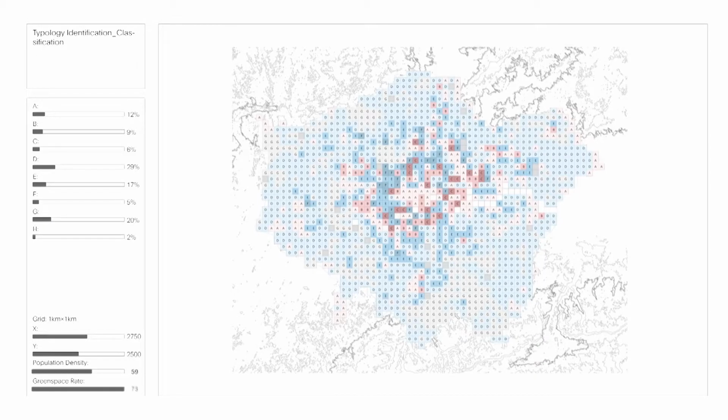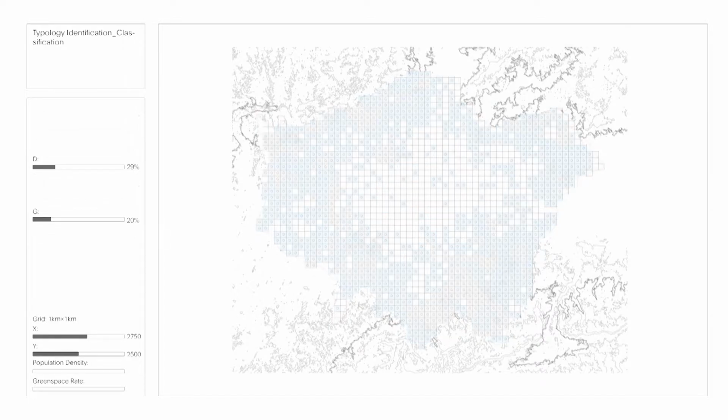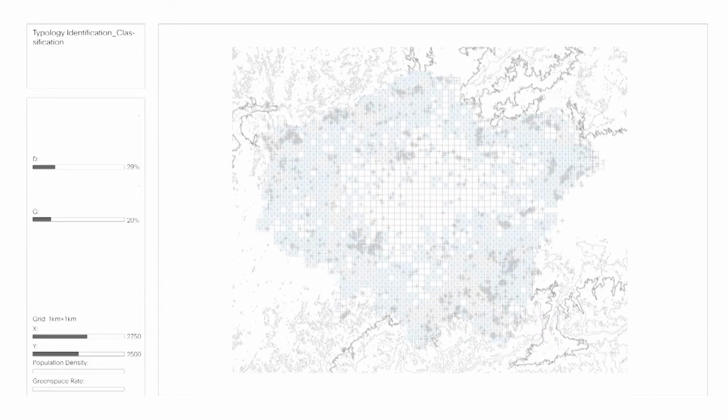Among the 8 typologies, typology D and G have the characteristics of low population density and high green space rate, which are considered as the ones with the highest potential for landscape regeneration.